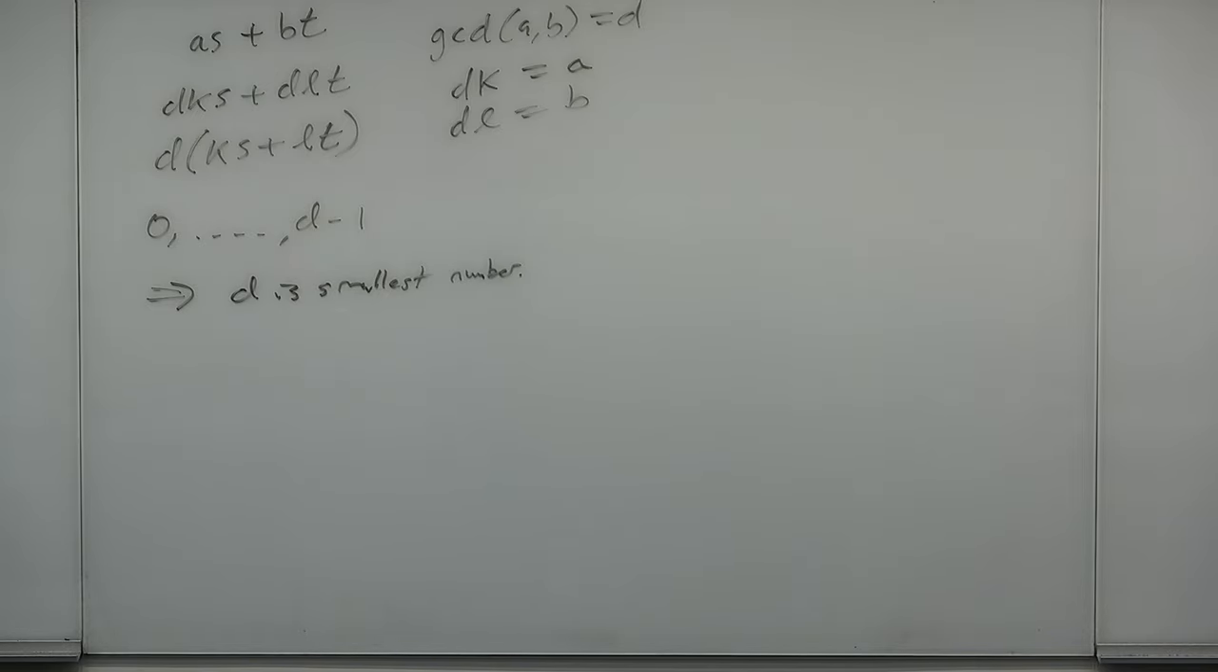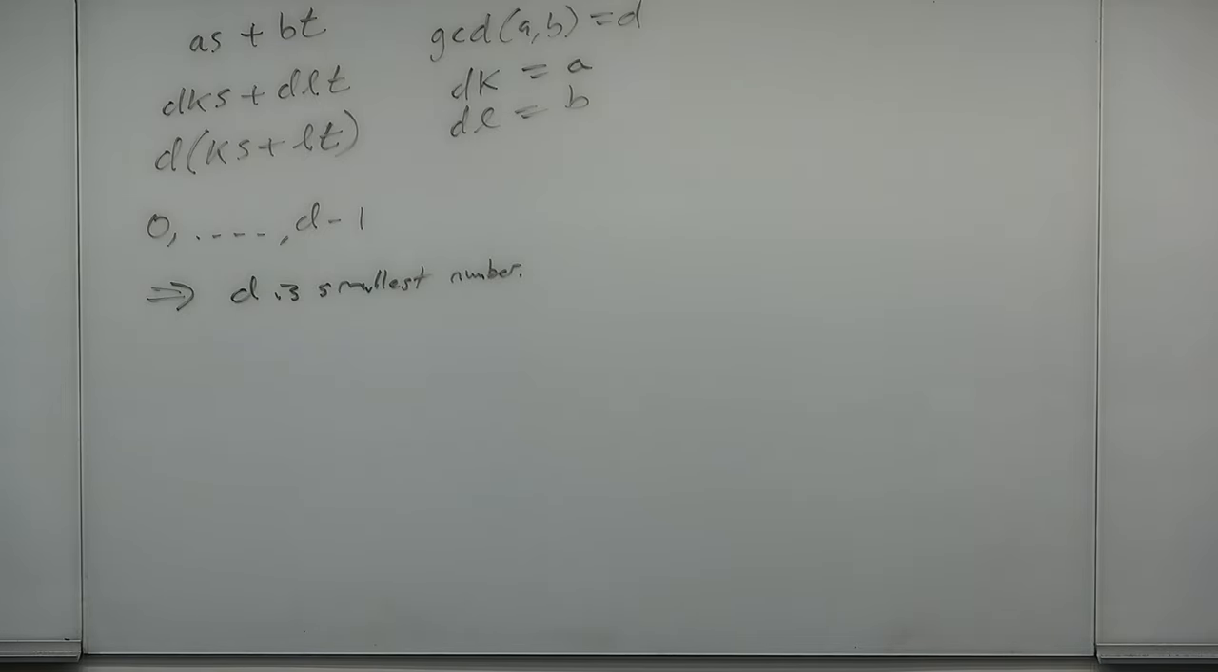Yes? Is it like saying it scales by the GCD? You can think of it that way, certainly. If you have a GCD of two even numbers, no linear combination of them can be 1. If you have two numbers whose GCD is 3, no linear combination of them can be 1 or 2. GCD of two numbers is 4, no combination of them can be 1, 2, or 3. Does that answer your question? Right, yes. Okay.